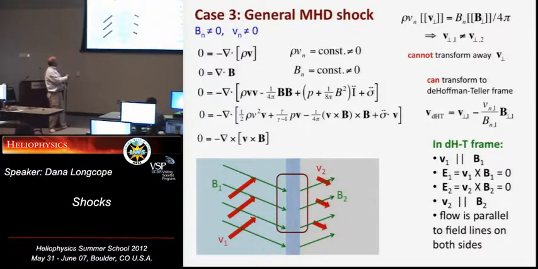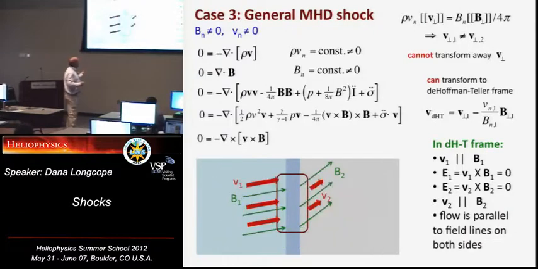If they're parallel, the electric field on the upstream side is equal to 0. Then I can use this equation here and say, well, if it's 0 on the upstream side, it better be 0 on the downstream side, which then tells me that V2 is parallel to B2. So I can't get rid of the tangential velocity, but what I can do is line up the velocity vectors and the magnetic field vectors.